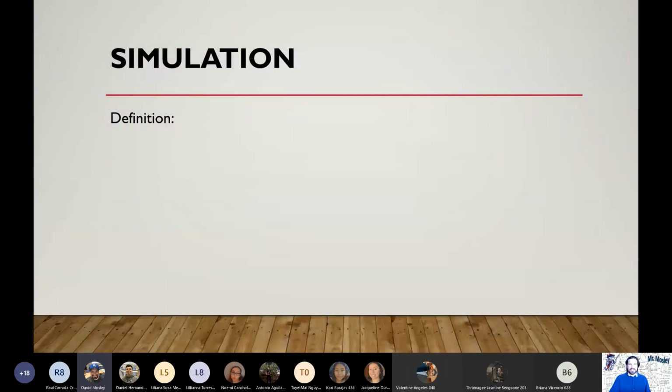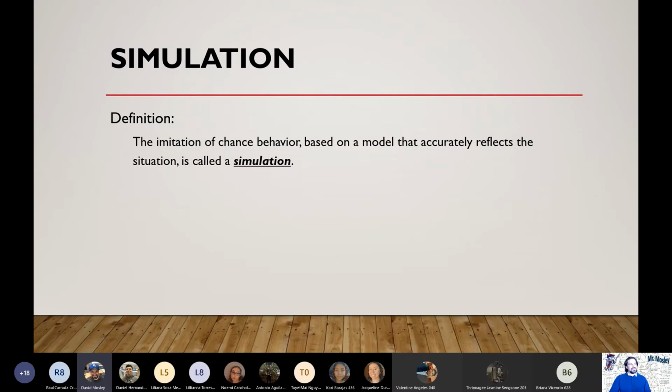So now we're at a definition. We're going into simulations, which we've kind of talked about already. We've done one previously. The imitation of chance behavior based on a model that accurately reflects the situation is called a simulation.